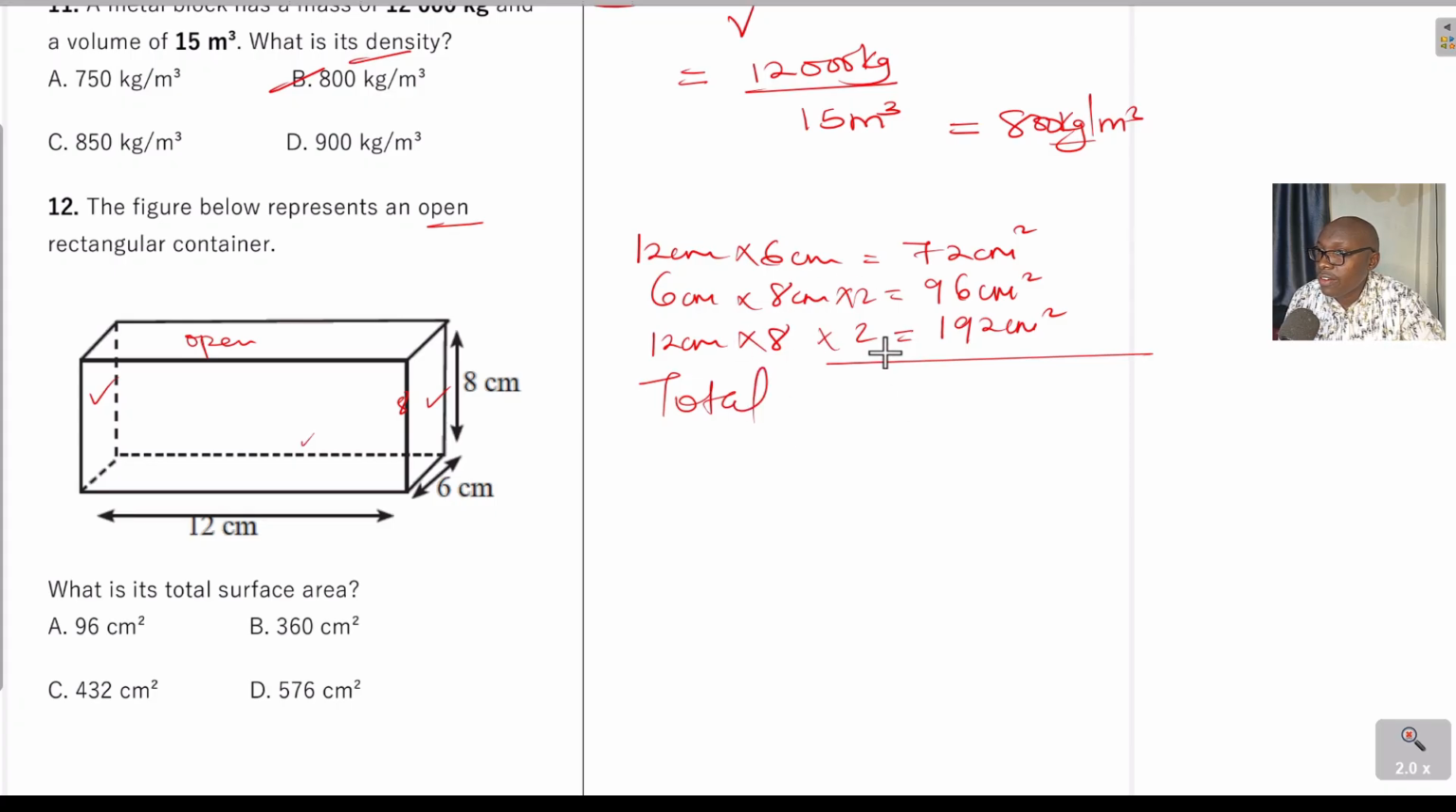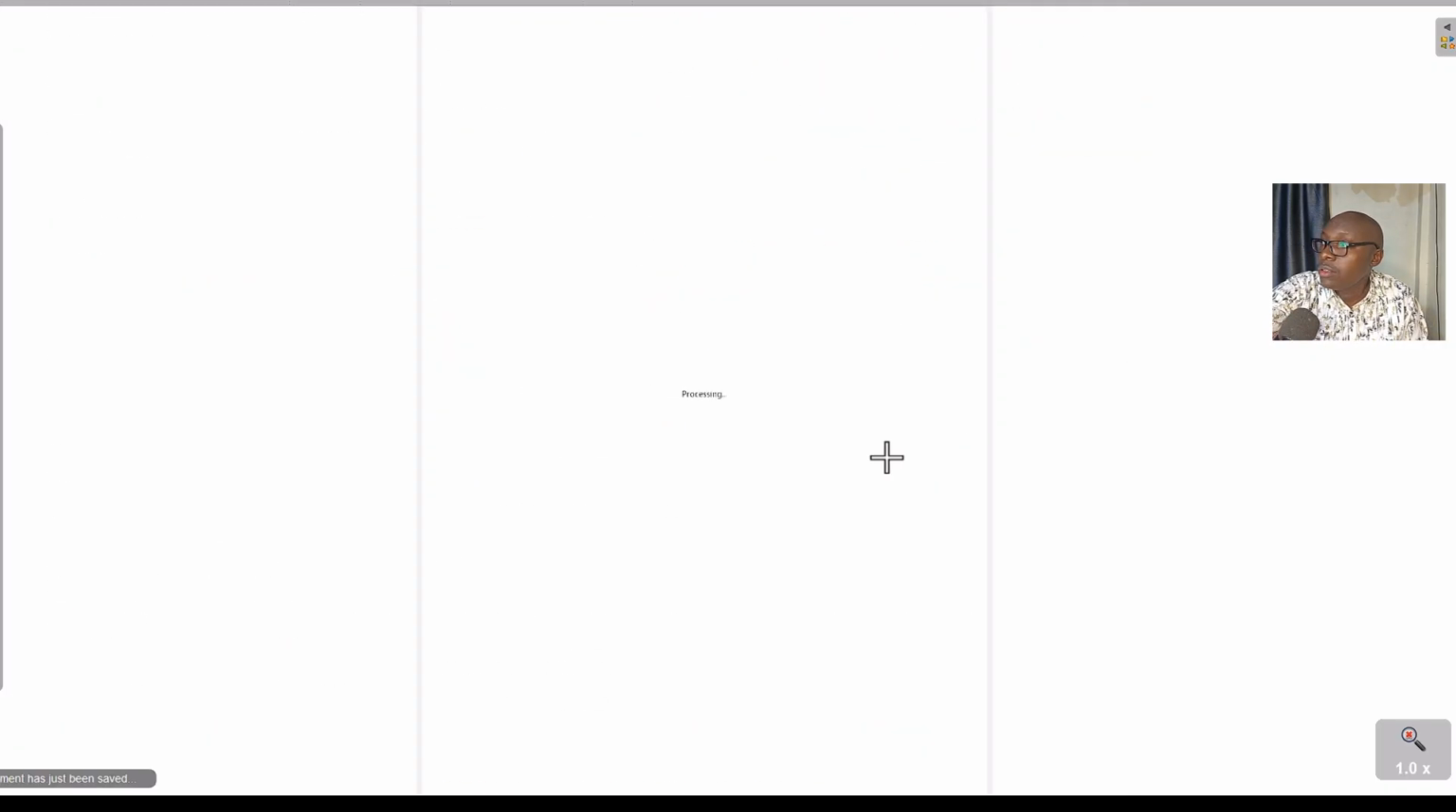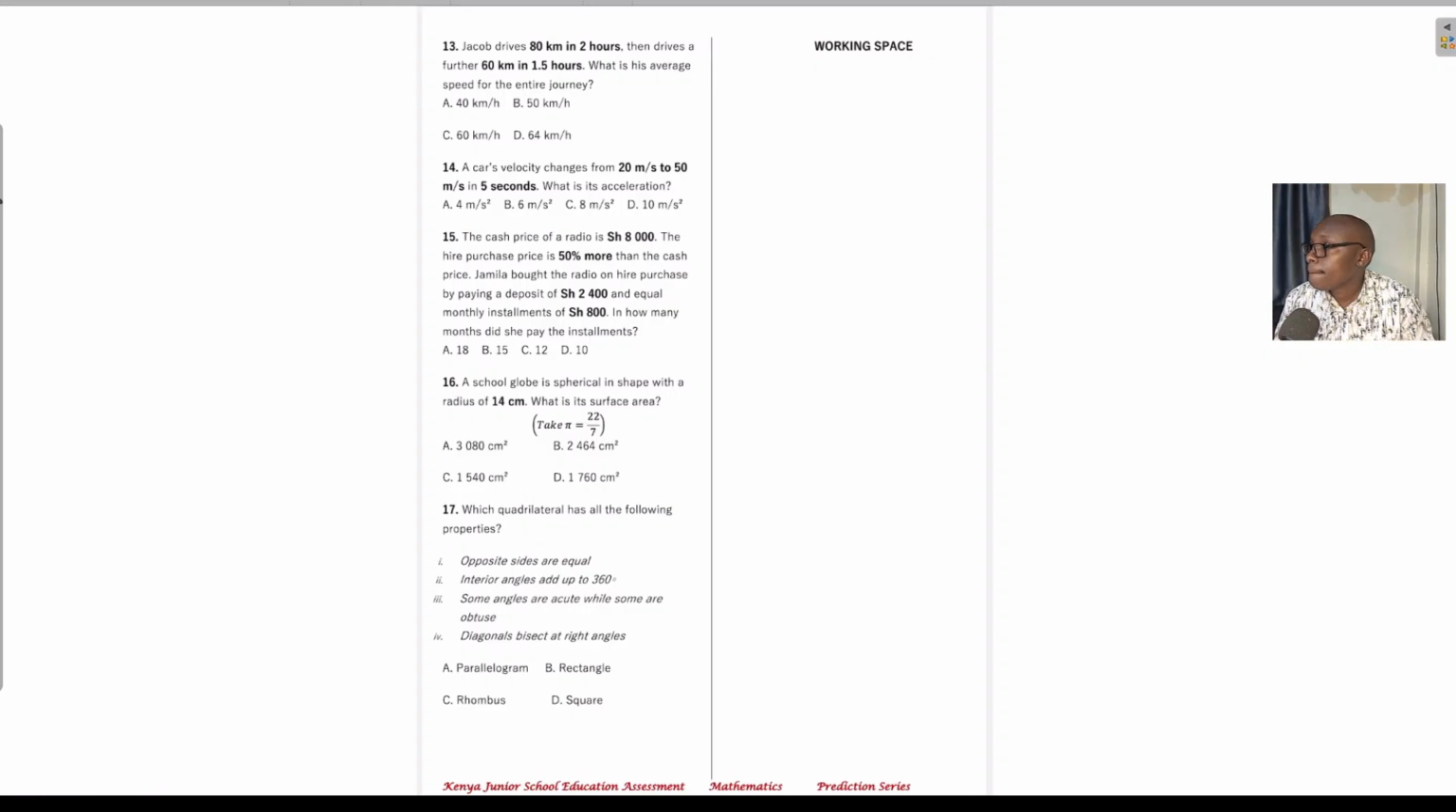So now to get the total surface area, we simply need to add. You can see these are 5 faces. We've not included the top part because it is open. So we add 72 plus 96 plus 192, and that gives 360 centimeters squared. So that is how you're supposed to solve that part. We can go to the next one.